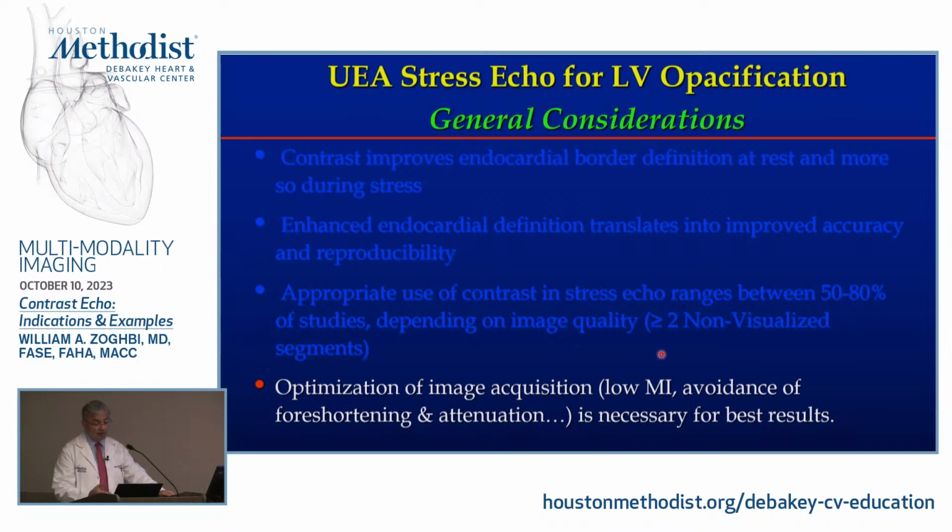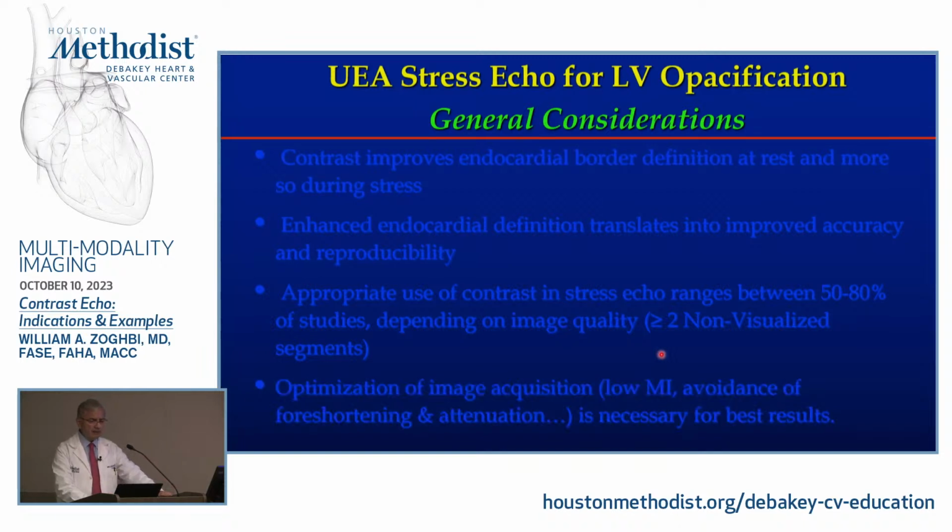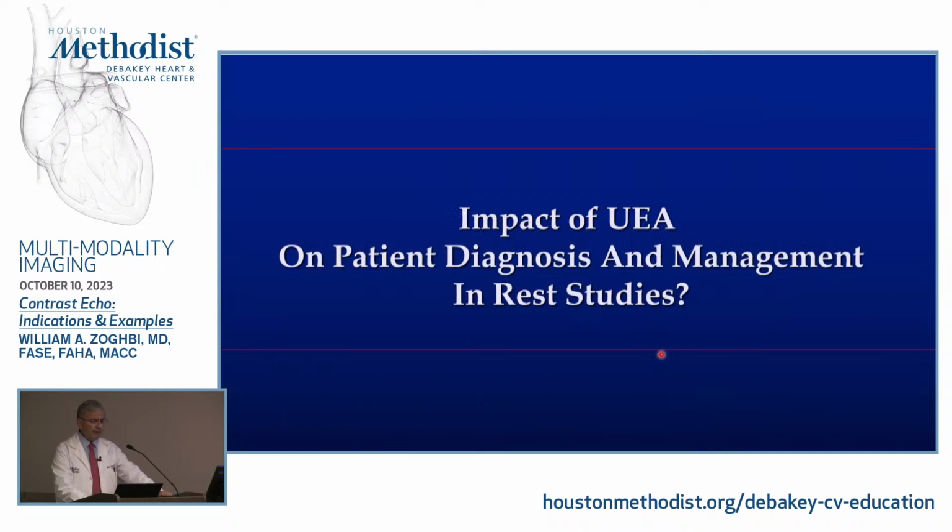And for the sonographer, you have to optimize the image. You have to optimize it at low MI, avoid foreshortening. You may find a different apical window that is better, less foreshortened. So you have to work at it, and that's why you also use contrast at baseline to adjust, to see what you need to do, etc. Go from there.